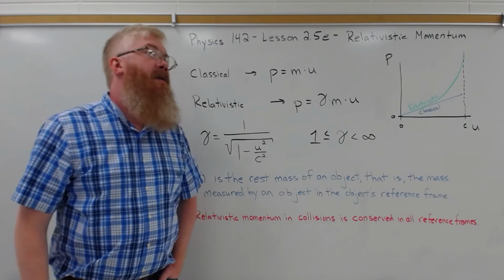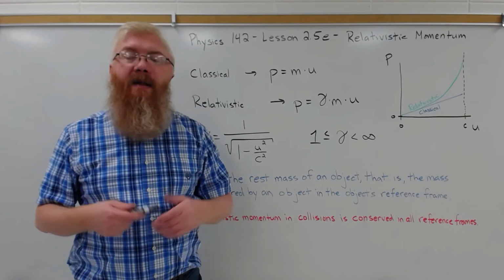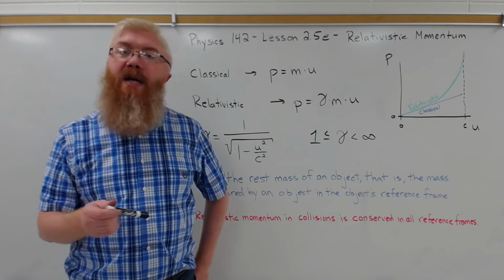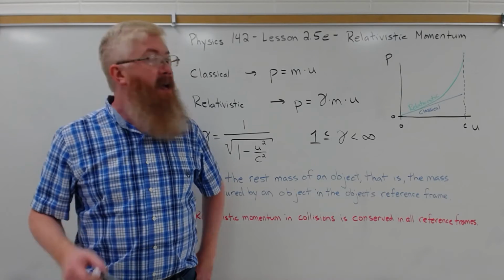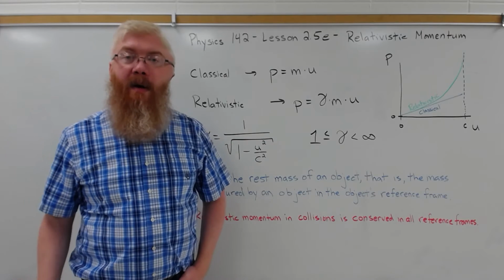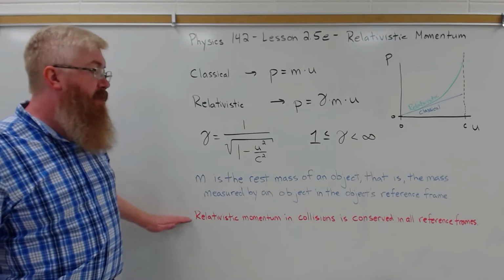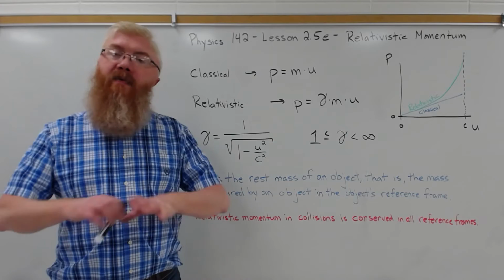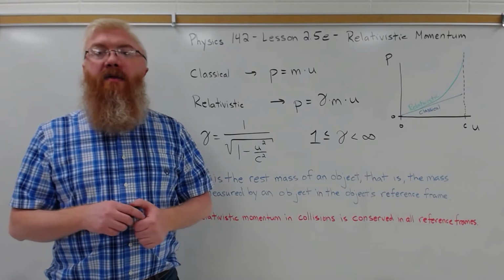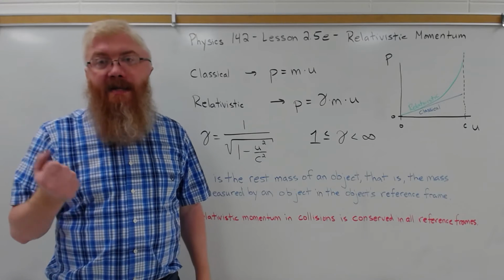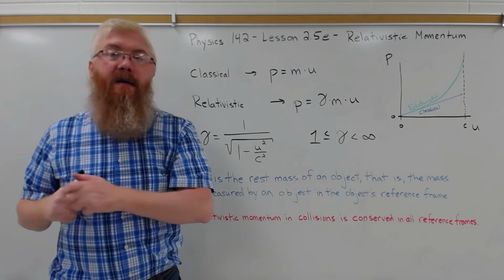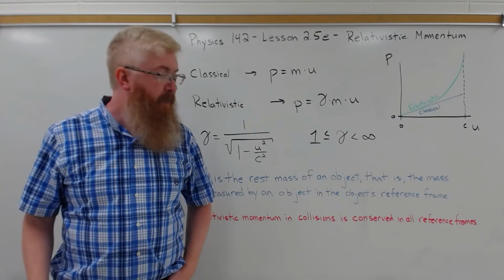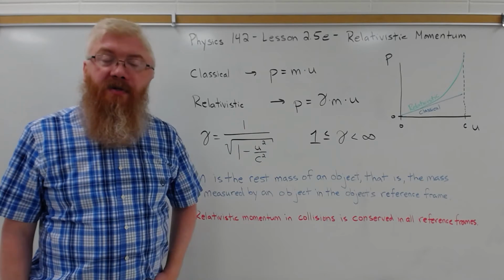Now, again, in collisions of particles in the air in this room, those are not relativistic collisions. But if you go to a particle accelerator and accelerate a proton to near the speed of light and smash it into other protons, then you have to worry about relativistic momentum. However, relativistic momentum in collisions is conserved in all reference frames, just like classical momentum. If you have no external forces, then the change in momentum of a system is 0. The momentum before the system collided and the momentum after have to equal one another. That's conservation of momentum.